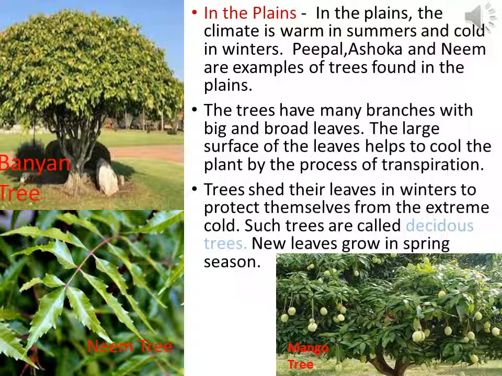Trees shed their leaves in winters to protect themselves from the extreme cold. Such trees are called deciduous trees. New leaves grow in the spring season.